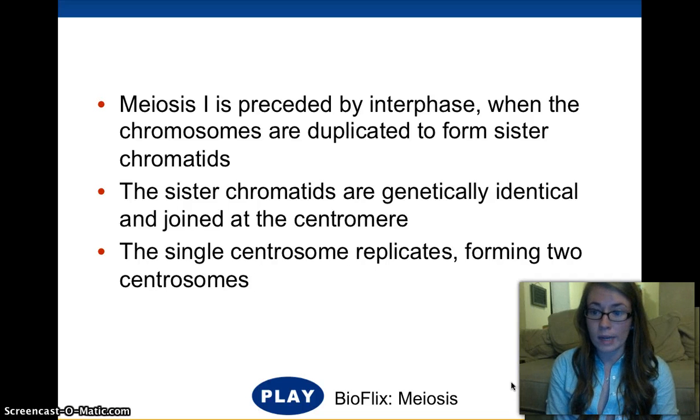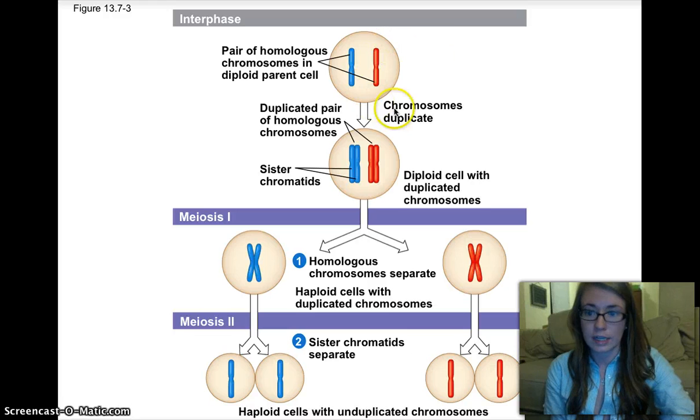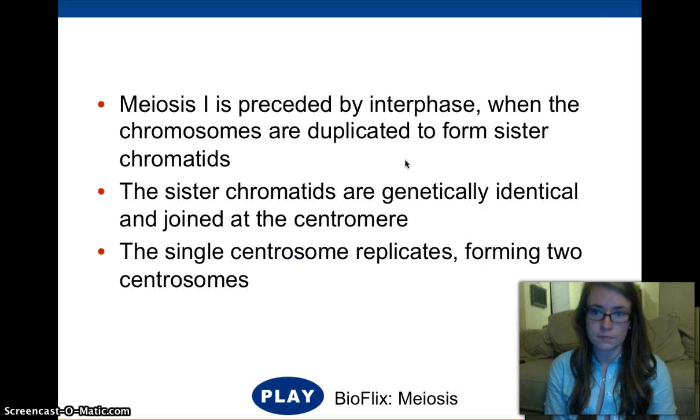So before meiosis 1, there's interphase, just like there is in mitosis. The chromosomes are duplicated and we get sister chromatids, just like we saw here. So this is interphase, so we replicate the chromosomes. The sister chromatids are genetically identical, just like in mitosis. They're still attached at a centromere.